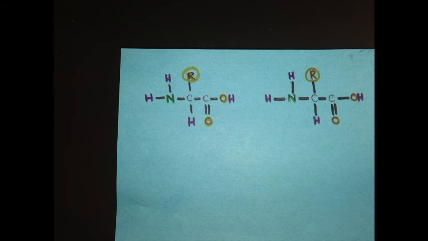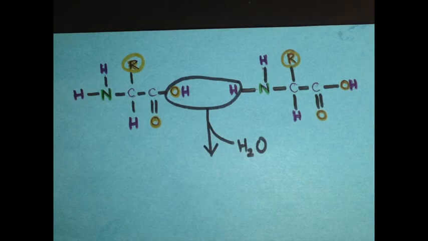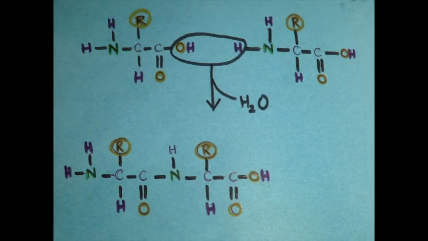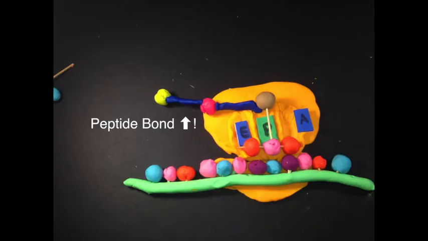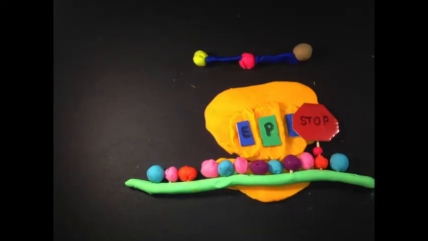The carboxyl group in one amino acid reacts to the amine group in the other amino acid. This results in a peptide bond. As the ribosome proceeds down the mRNA, a stop codon is encountered. At this point, the ribosomal complex falls apart and the protein is released into the cell.